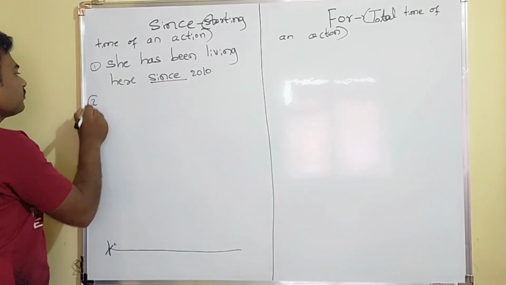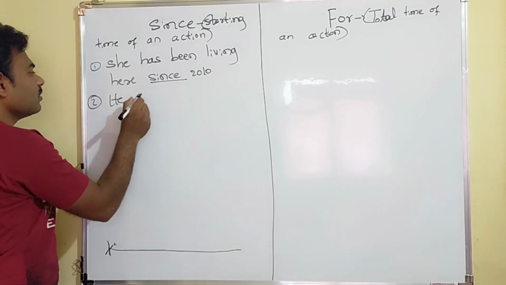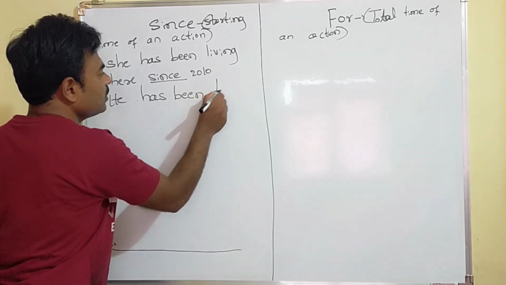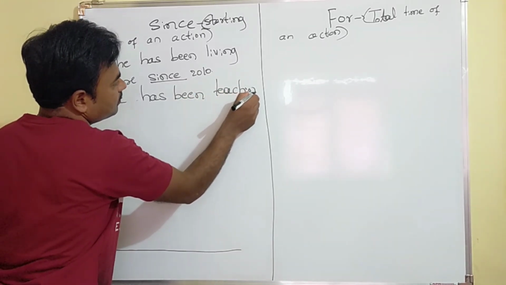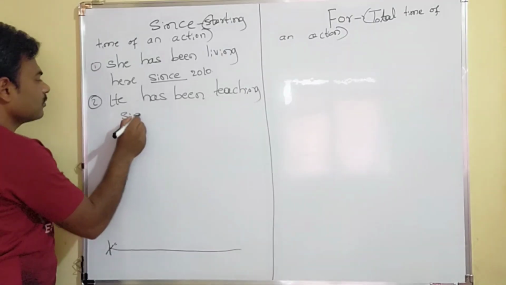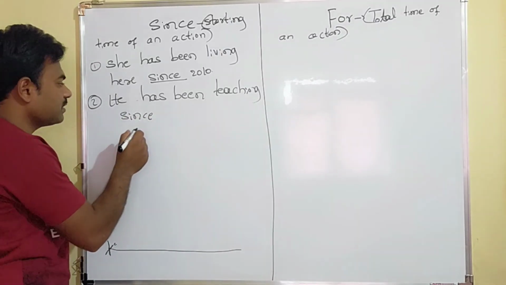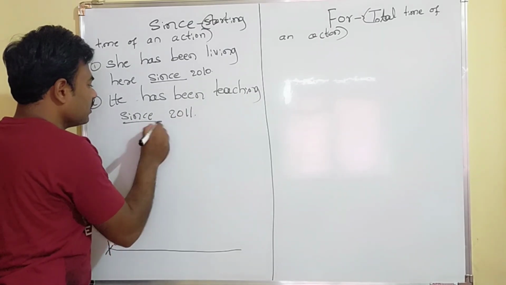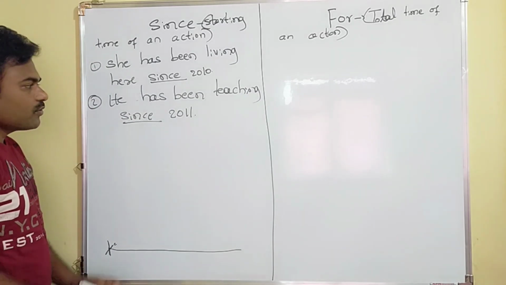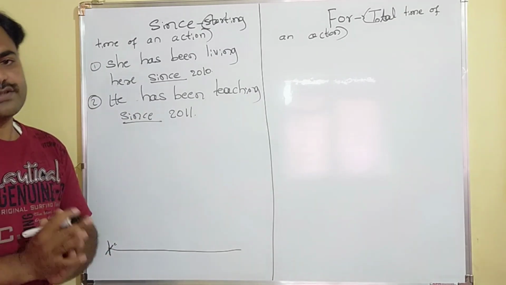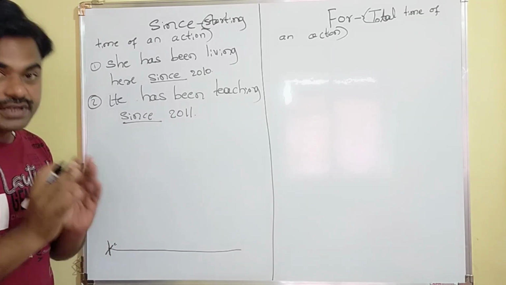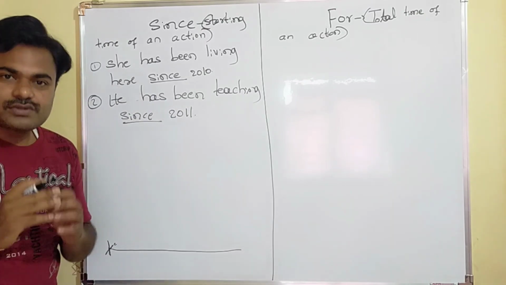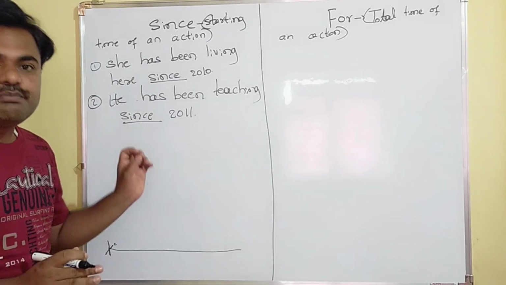Another example: he has been teaching since 2011. He has been teaching since when? 2011. His action started here. So when we talk about the starting point of an action, the starting time, the beginning time of an action, that time we use since. So when we use since, this means our action begins here.